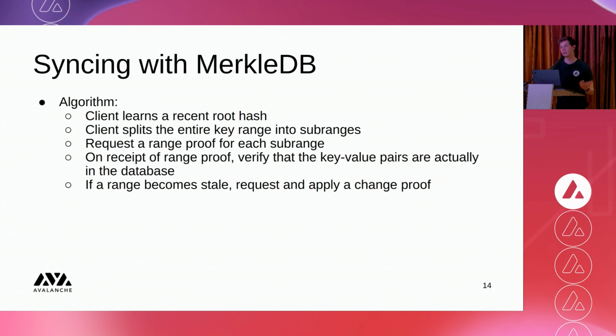And what you might find is that the database is updating, right? Because this is a blockchain and things are constantly changing. And if you notice that the root has changed, then basically you just ask for the diff between what you have and what you now know exists because the root has changed. And you keep doing that until you catch up to the root. And you use a change proof to get that diff.